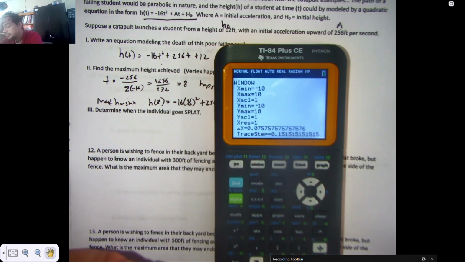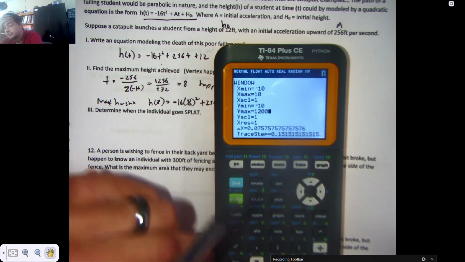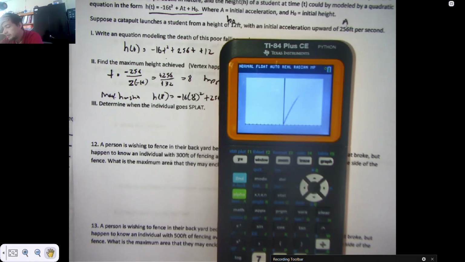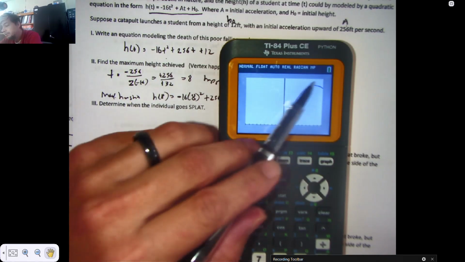I'm going to look way up. I'm going to change my y max to be 1,200 foot. Y is going to be height, okay? Hit the graph key. And there is the path of the student. They go up and they come down.